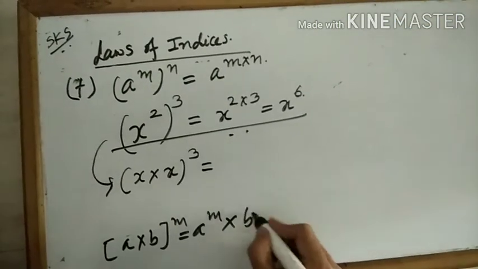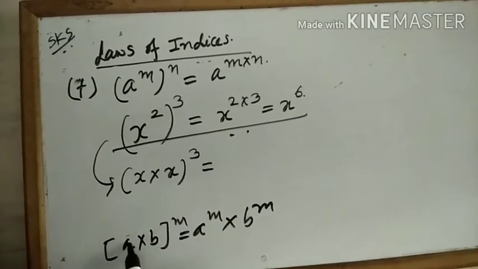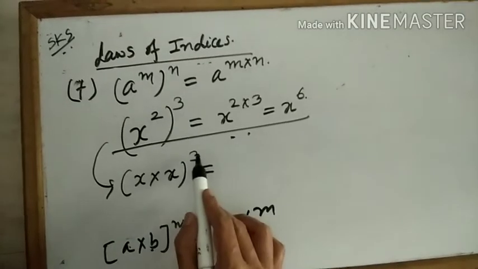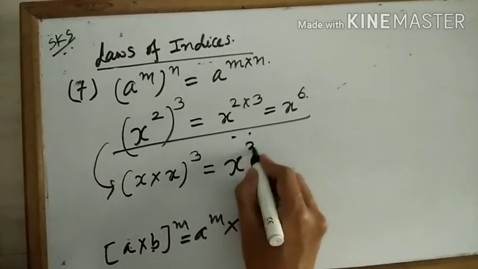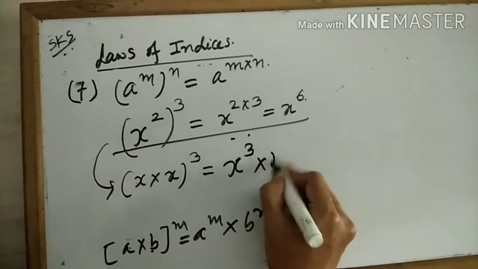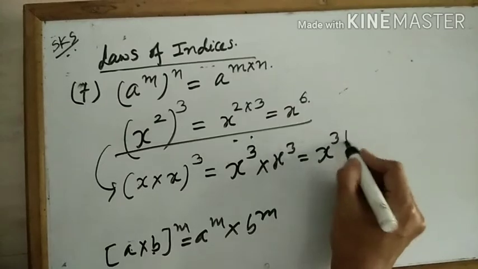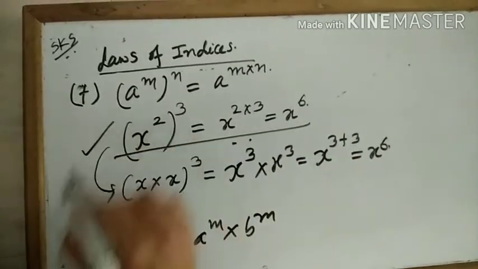This b raised to m over here, right? So this particular index is applicable to the first number. This particular index is applicable to the second number also. Same thing will happen over here, right? 3 will be applicable to the first x, that is x cube multiplied by x cube. And if you remember the first rule, the indices will be added, so it will be x raised to 6. So this rule is verified.